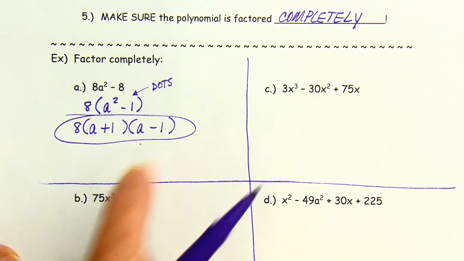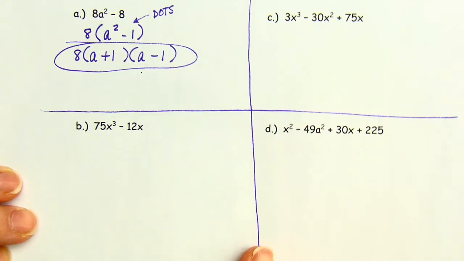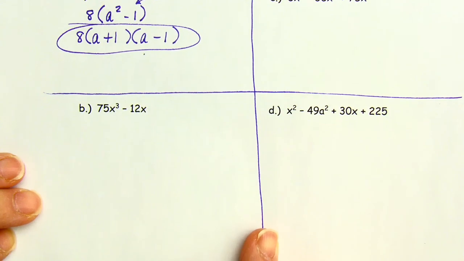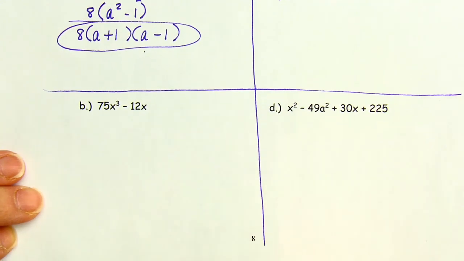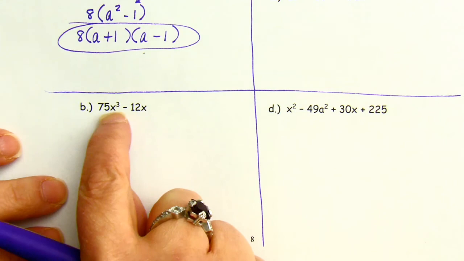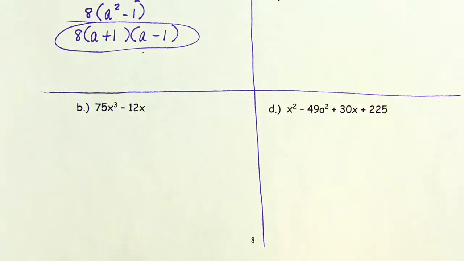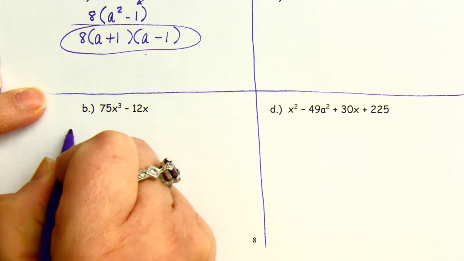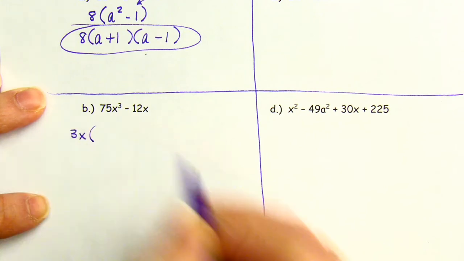Let's go down below it to letter B. 75x to the power of 3 subtract 12x. A good indicator that this has a GCF is if all of your terms have a variable, the same variable. In this example, it does. So we can take an x out. And if I look at 75 and 12, you should be able to see that 3 divides 75 and 3 also divides 12. So this actually starts out as a GCF problem. I take a 3x out.